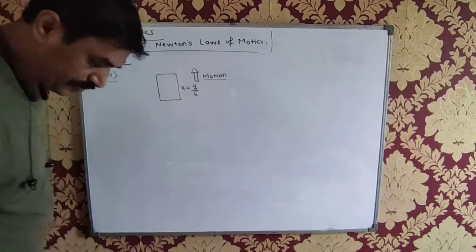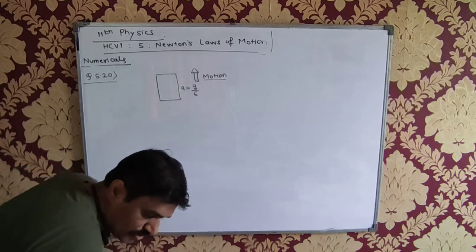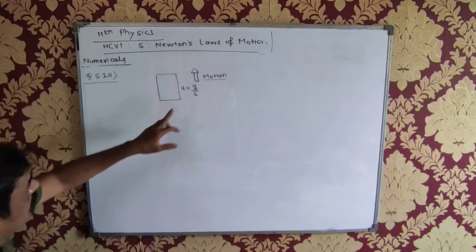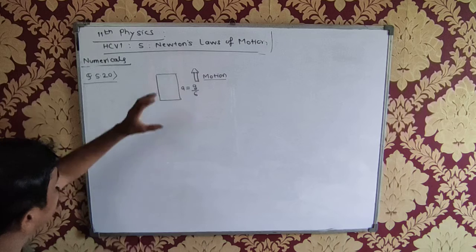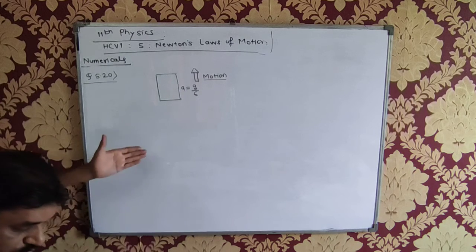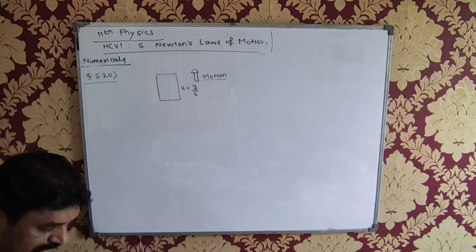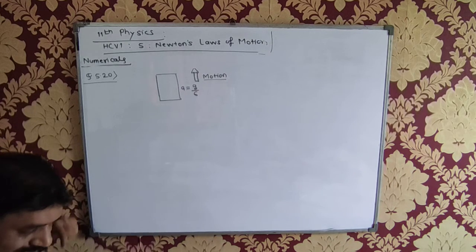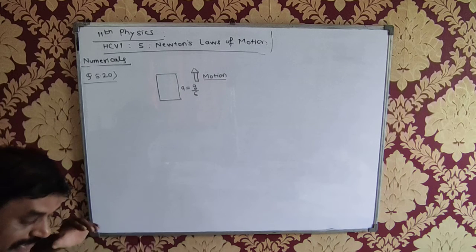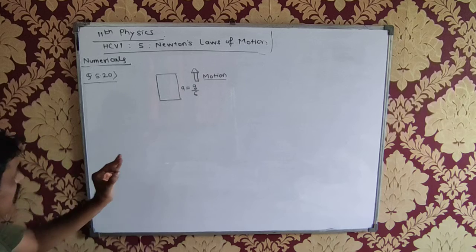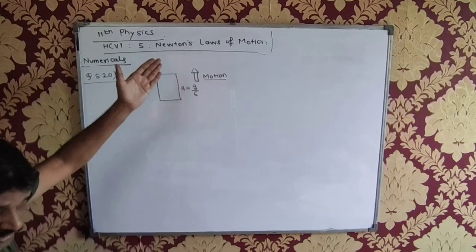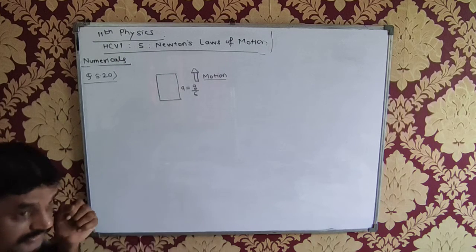Question number 5 and 20. An empty plastic box of mass m is found to accelerate up at the rate of g by 6. This is an empty plastic box. It's found to accelerate up at the rate g by 6 when placed deep inside the water. This is inside the water. How much sand should be put inside the box so that it may accelerate down at the rate of g by 6? It is just like the previous example. The balloon was going up with constant velocity, then it has to go down with constant velocity.